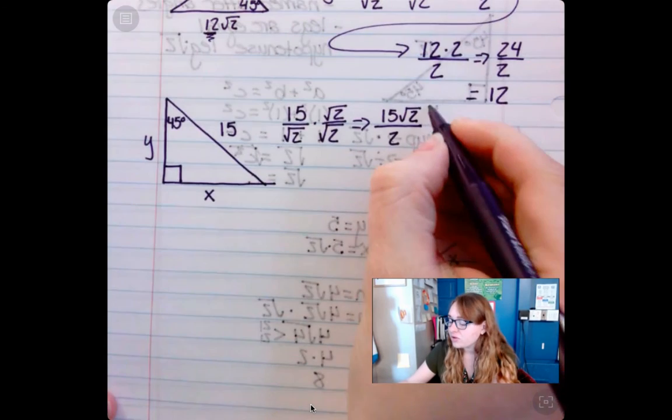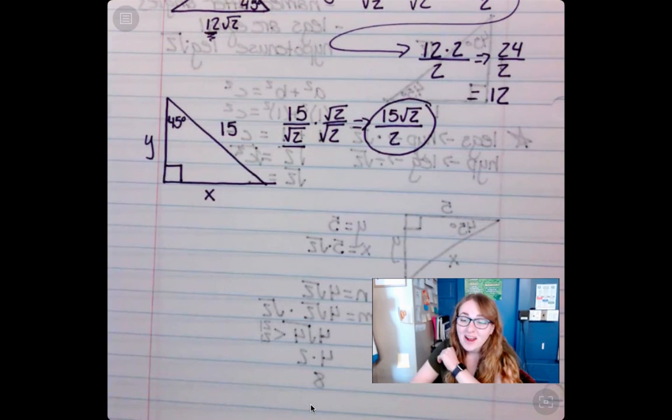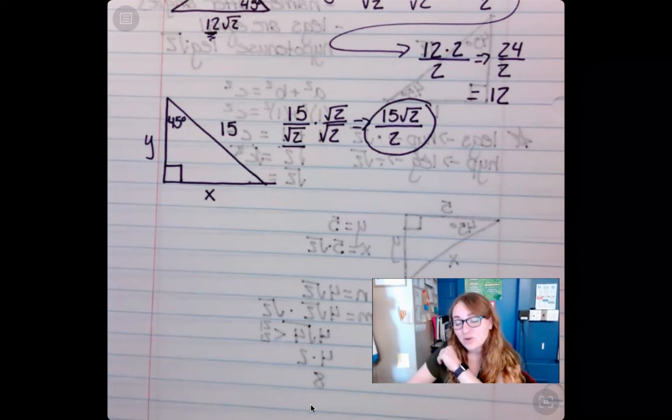Okay, keep in mind that I do want you guys to rationalize the denominator. If you tell me this, even though it is technically correct, I will have to take points off because it is not rationalized.